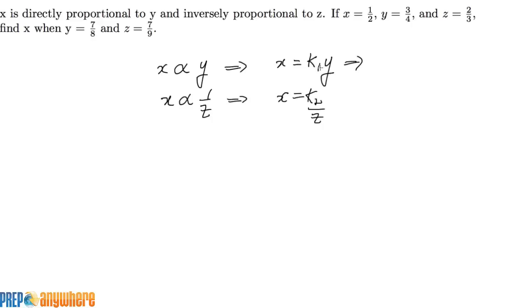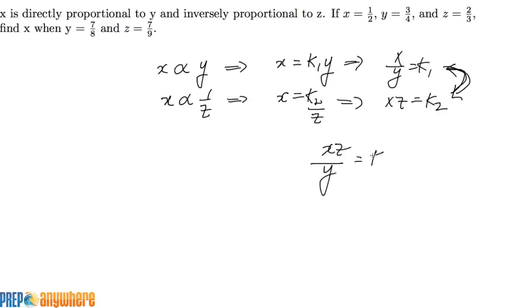So what happens is that this means x over y is a constant, a particular fixed ratio, and this right here, x times z, is a fixed ratio. So if you combine these two, we can say x times z divided by y is a different constant. Let's just say k without any number under it.